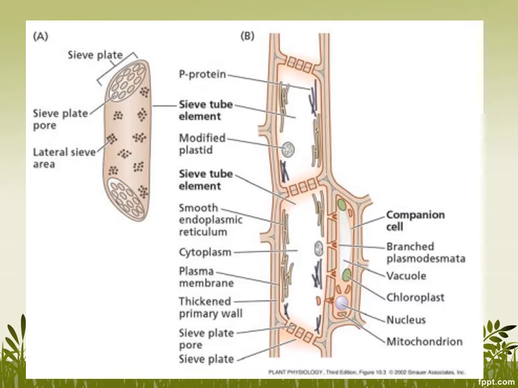Here's just another look at our sieve cells and our companion cells. So here's the sieve plate, that modified cell wall between different sieve tube elements, with lots of pores, lots of holes, so that the sucrose, the sap, can move super easy back and forth. Next to those sieve tube elements we have those companion cells. Their job is to load lots of sugar into those sieve tube cells so that that sugar can move around the plant.